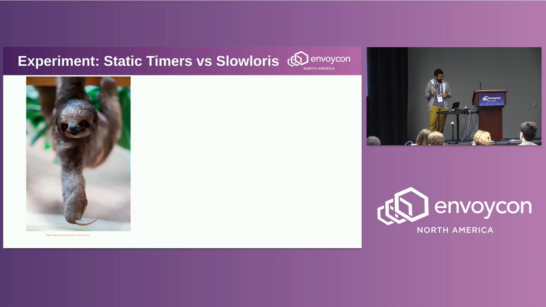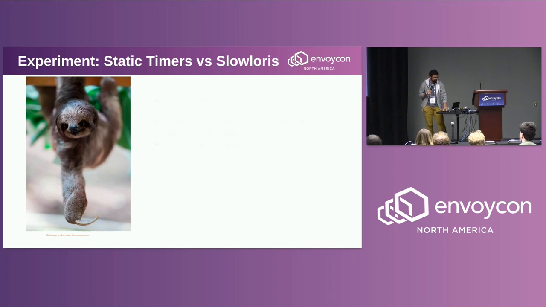We're going to try out static timeouts versus slow loris. So what is slow loris? It's effectively a client being maliciously slow. And effectively, they're trying to tie up resources, for example, by sending a request and not reading the response.